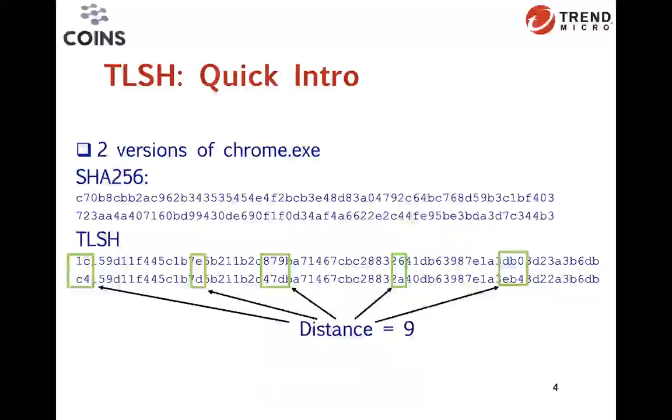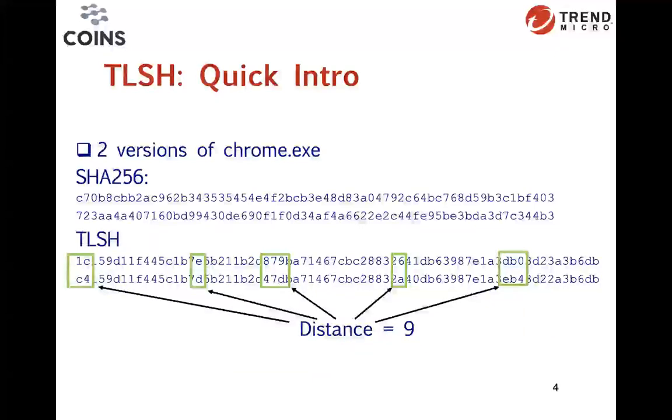Let's do a quick introduction to TLSH. TLSH is one of the open source similarity digests. So let's look at two versions of Chrome.exe. So we've got two files. Their SHA-256 we see is completely different. So their hashes have no bytes in similarity.